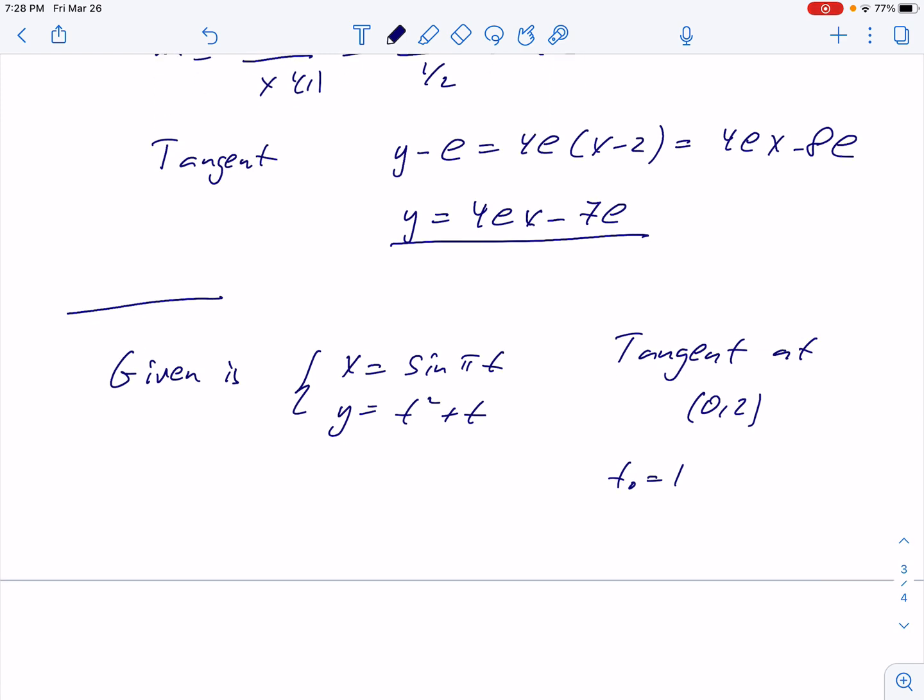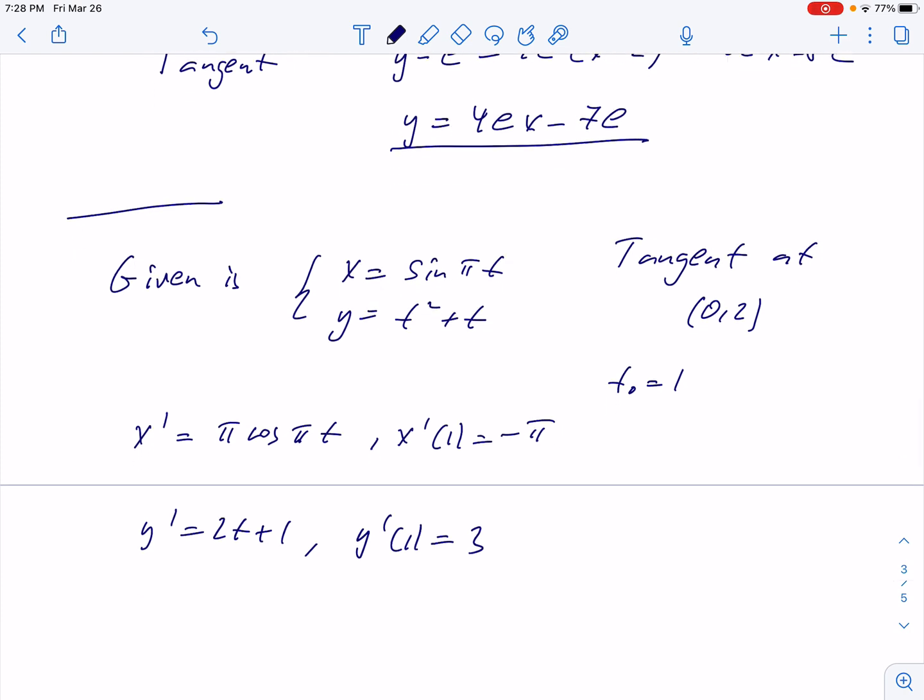Okay, now we proceed like before. x prime is pi cosine pi t. x prime of 1: cosine pi was negative 1, so this will be negative pi. y prime is 2t plus 1. y prime of 1 will be what? 3. And the slope m will be y prime 1 over x prime 1, which is 3 over negative pi, so negative 3 over pi.